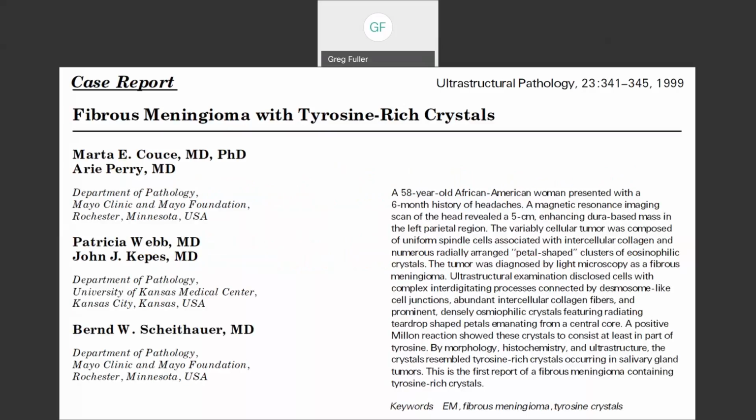This was the first example of a meningioma in which the tyrosine-rich crystals were seen. Now, look at the authors on this paper. Oh my goodness, Ari Perry, John Kepish, the original Dr. Meningioma, he wrote the book, and the late, great Bernd Scheitauer. These are three giants, if you will, giants of meningioma biology, meningioma neuropathology. Wow, that is huge.